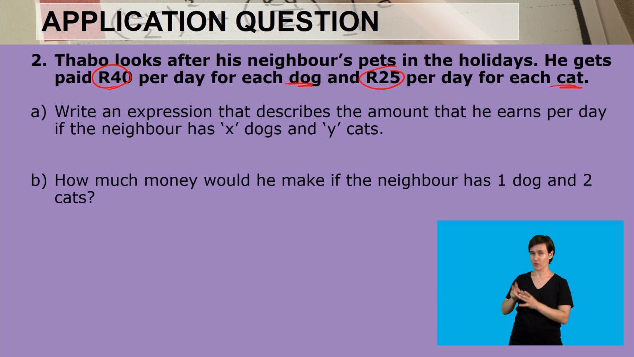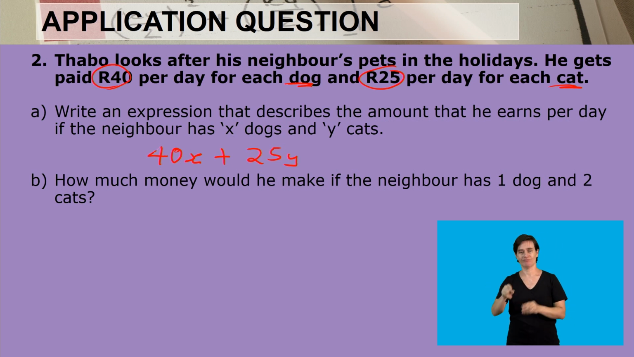What do we know from that is that each dog is 40 rands and each cat is 25. So if the number of dogs is represented by x, we'll write it as 40x. And the number of cats is represented by y, it would be 25y. Then we add these together, that becomes our expression.